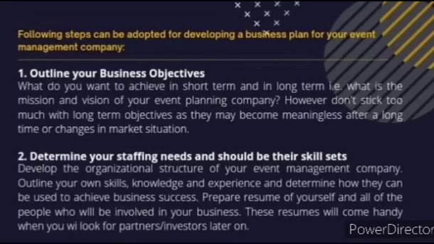Outline your business objectives. What do you want to achieve in the short term and in the long term? What is the mission and vision of your event planning company? However, don't stick too much with long-term objectives as they may become meaningless after a long time or changes in market situation. Determine your staffing needs and what should be their skill sets. Develop the organizational structure of your event management company.